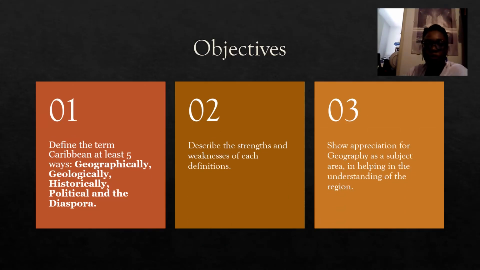All right, so we move on to lesson two, even though we're doing one lesson together. And we're going to be looking at the definition of the term Caribbean. Our objective at the end of the lesson should be that students should be able to define the term Caribbean at least 5 ways. All right, so it's geographically, geologically, historically, politically, and diasporically.